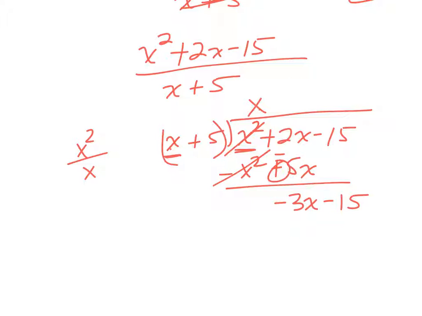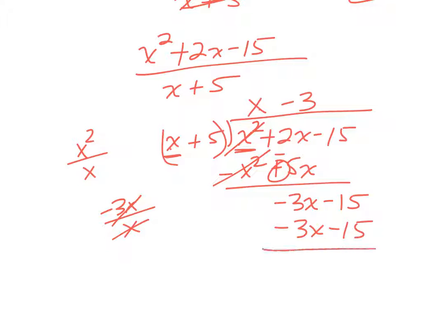Again, take the first, the negative 3x, over the first on the outside is the x. So negative 3x over x would give me negative 3 because those x's would cancel. So that's my next multiplier. Negative 3 times x is negative 3x. Negative 3 times 5 is negative 15. Draw the line and change the signs. On this problem we get no remainder, so that's nice.